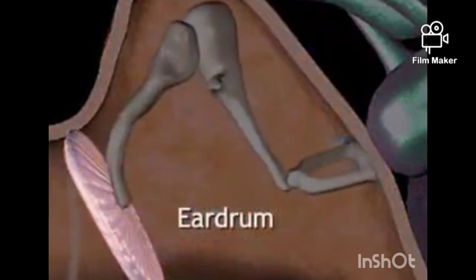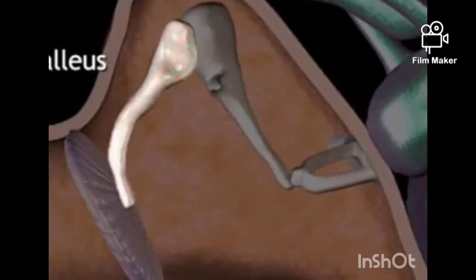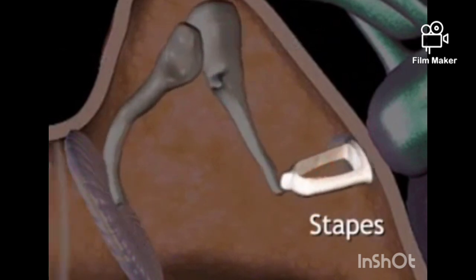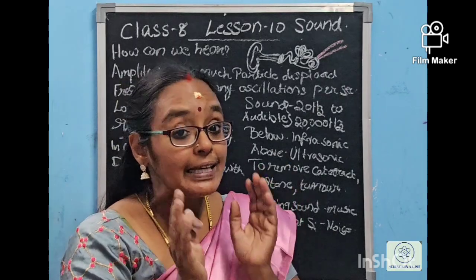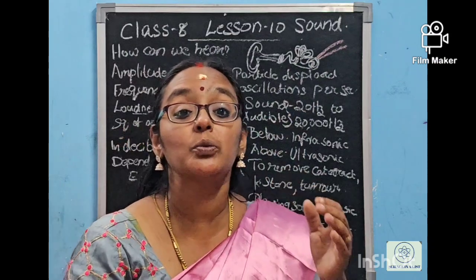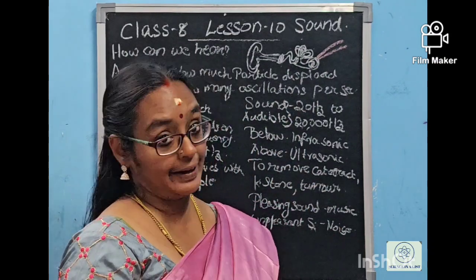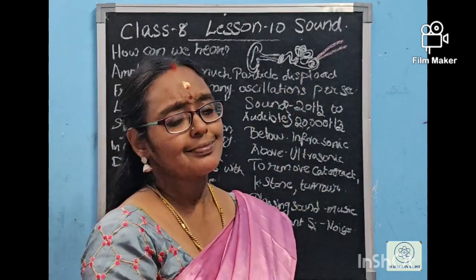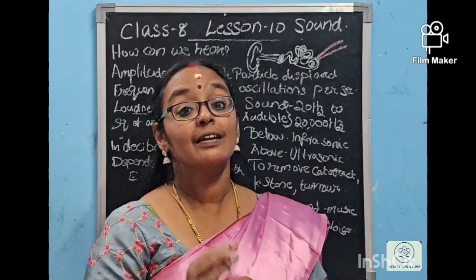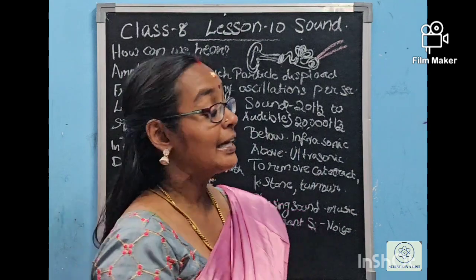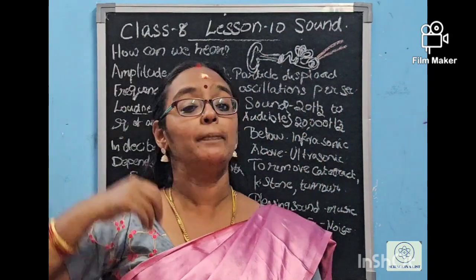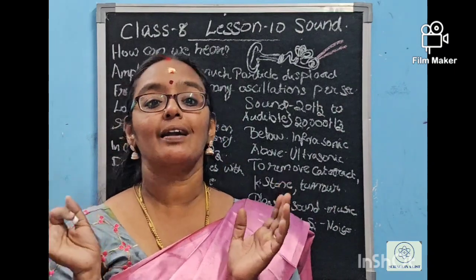Then these vibrations are moved to the middle ear, where the malleus, incus and stapes are present. What happens? The middle ear amplifies the sound waves. Then it enters the inner ear. The inner ear contains three semicircular canals and also a cochlea. The cochlea contains fluid. This fluid ripples or moves, which generates nerve impulses. These nerve impulses are transmitted with the help of the auditory nerve to the brain, and the brain senses what the sound is. Thus we are able to hear a sound.